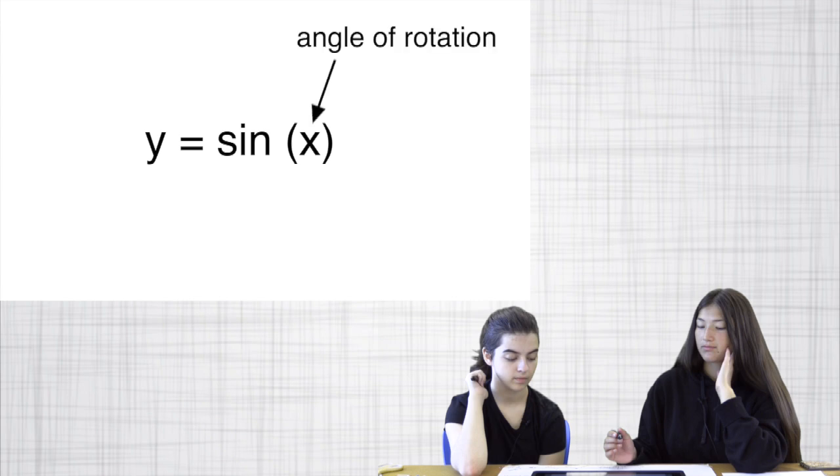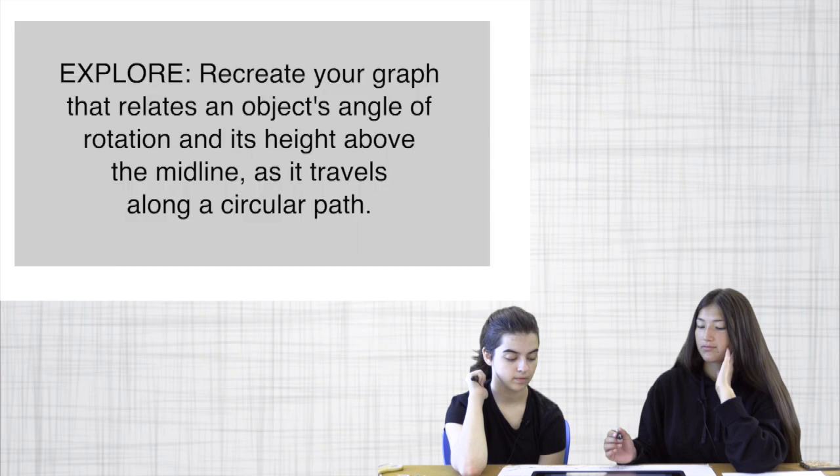In the previous episode, the students created a graph of the sine function. This sine function relates an object's angle of rotation, measured in radians, and its height above the midline, measured in radii, as it travels in a circular path. In this episode, they recreate this graph by plotting different points.